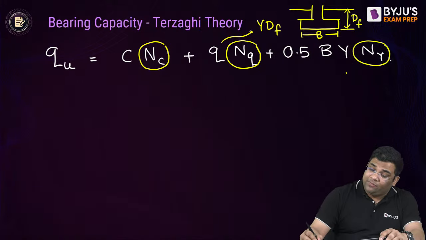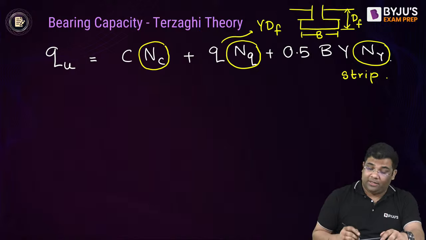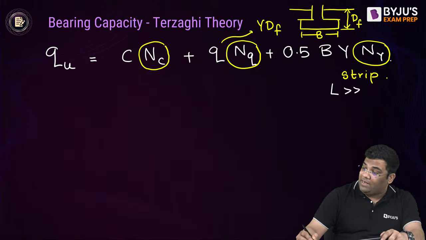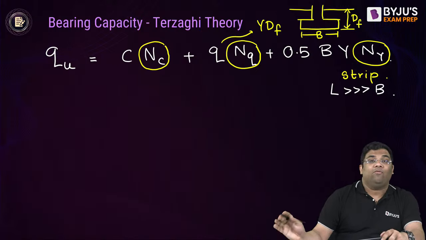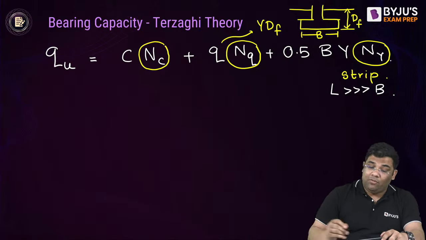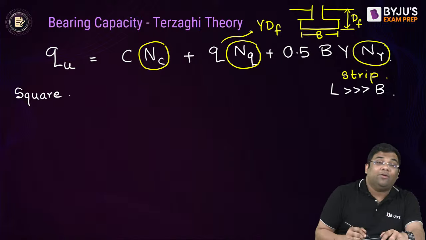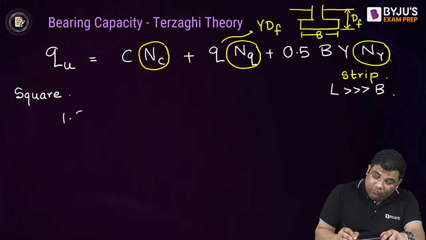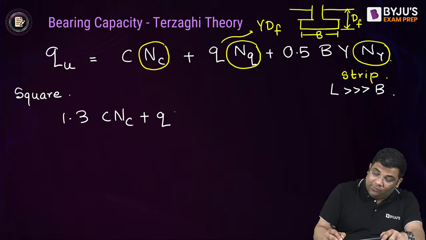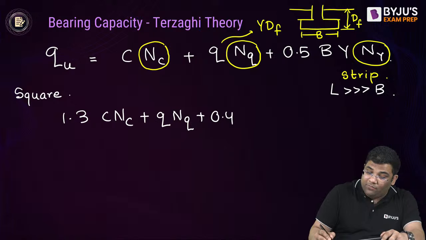Now this equation is valid for strip footing. Strip footing is the footing where the length is quite large compared to the width. Now if we have a square footing, what will happen? This equation will change to 1.3 cNc plus qNq. The second term is not affected, and the third term changes to 0.4 B gamma N gamma.